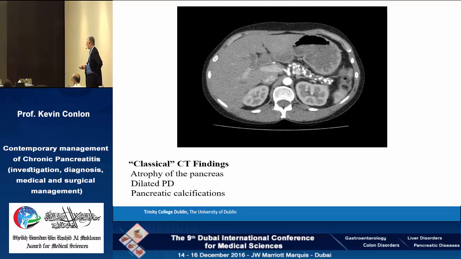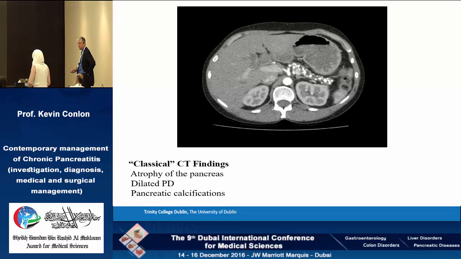The key to the diagnosis is the CT scan, and this is an axial image for our medical student here. This is a CT scan, so the patient's head is behind the screen and the feet are coming out to us. This is the liver, the spleen, the left kidney, the right kidney, and this is an arterial phase, because you can see the contrast in the aorta. This is the hepatic artery, the left gastric artery, the splenic artery, and then this is a calcified pancreas here. You can see a dilated pancreatic duct and multiple calcifications. So we've got atrophy of the pancreas, a dilated pancreatic duct, and pancreatic calcifications. These are classical features of the CT.